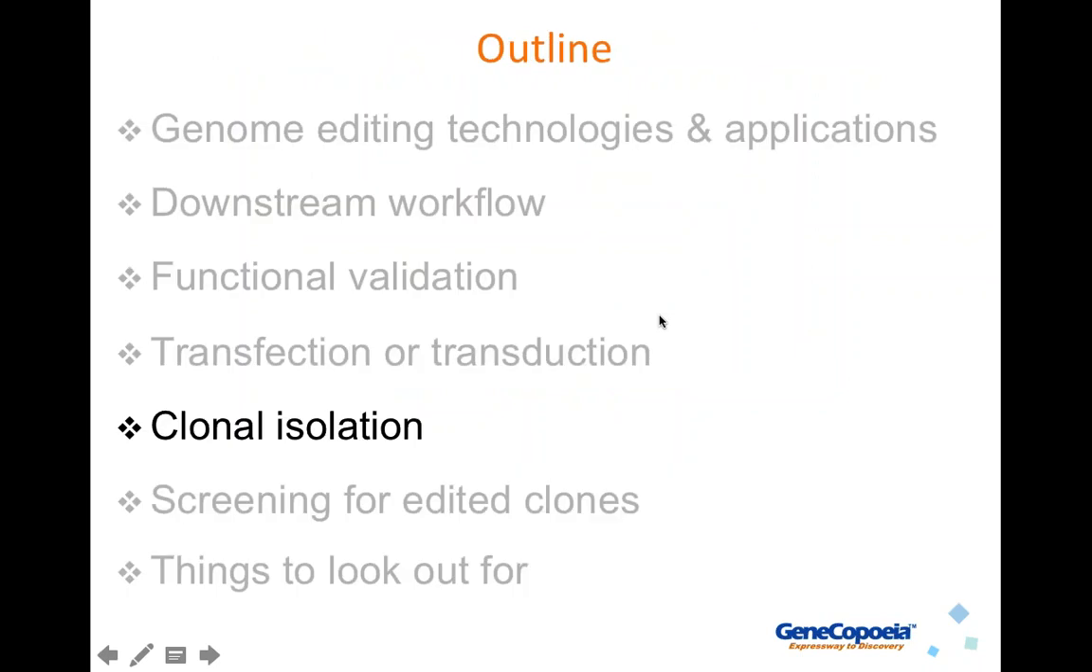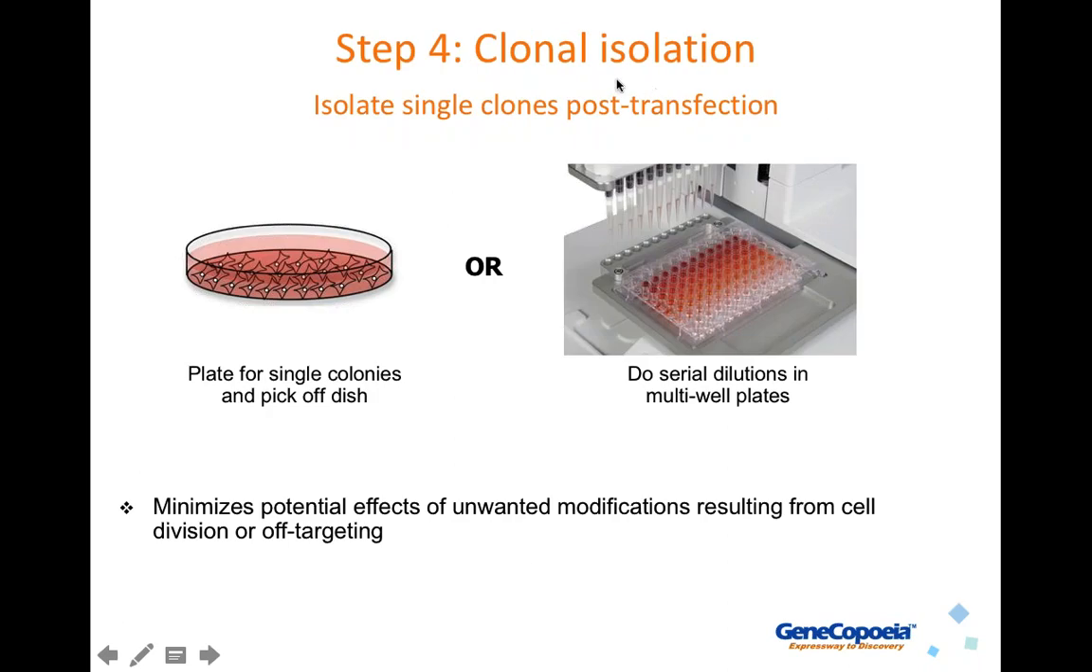All right, so the next concept I want to discuss is clonal isolation. By clonal isolation, what do I mean by that? Well, I'm talking about isolating single clones, single colonies of cells after transfection or transduction. And people usually do this by one of two methods. They will plate cells at low enough density to form single colonies and then pick these off a dish, usually with sterile cloning cylinders. And that's the preferred method. It's the cleanest method. But that only works for adherent cells.